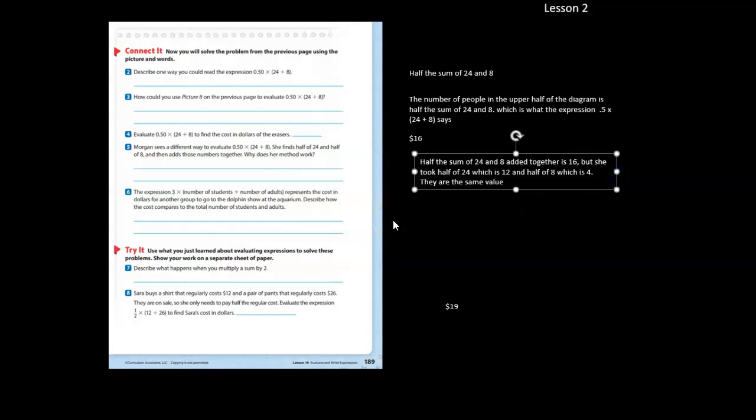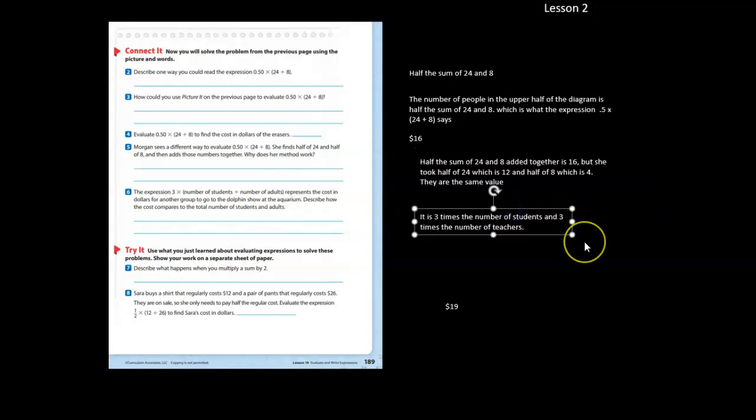Number 6, the expression 3 times parentheses number of students plus number of adults parentheses represents the cost in dollars for another group that will go to the dolphin show at the aquarium. Describe how the cost compares to the total number of students. Well, that one just means it's 3 times the number of students and 3 times the number of teachers. If I put 100 students in here and 10 adults, that's 110 times 3. If I put 15 students and 5 adults, that would be 20, and 20 times 3 would be 60. So it's just stating that whatever is in that parentheses is going to be multiplied by 3.